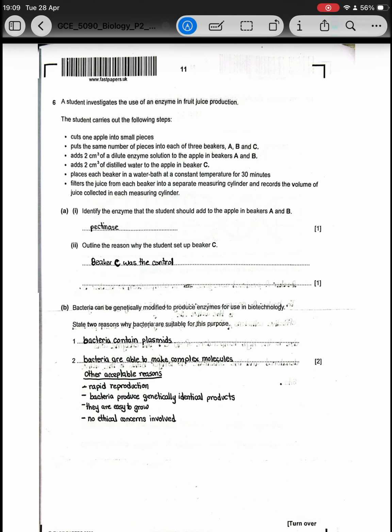Alright, question number 6. A student investigates the use of an enzyme in fruit juice production. The student carries out the following steps. So the student cuts 1 apple into small pieces, puts the same number of pieces into each of 3 beakers labeled A, B, and C. Then adds 2 centimeter cubed of a dilute enzyme solution to the apple in beakers A and B, and adds 2 centimeter cubed of distilled water to the apple in beaker C. Then places each beaker in a water bath at a constant temperature for 30 minutes. Filters the juice from each beaker into separate measuring cylinders and records the volume of juice collected in each measuring cylinder. So identify the enzyme that the student should add to the apple in beakers A and B. So the answer is pectinase.